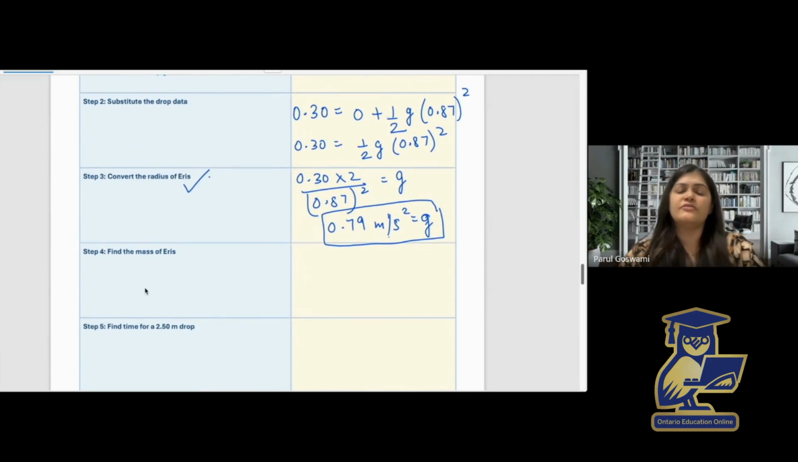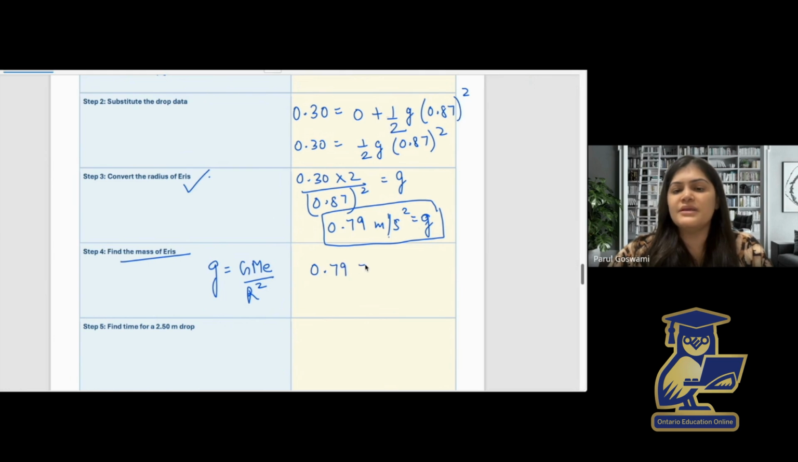Now for part B, we will find the mass of the Eris. So for this, we can use the relation g equals G mass of Eris over R square. Now I can just substitute the values. Since we got g in part A, I can substitute it. 0.79 equals, I'm substituting in this formula, capital G we already know, 6.67 times 10 raised to the power negative 11. M_E we need to find. R we have already converted into meters, 1.2 times 10 raised to the power 6 square.